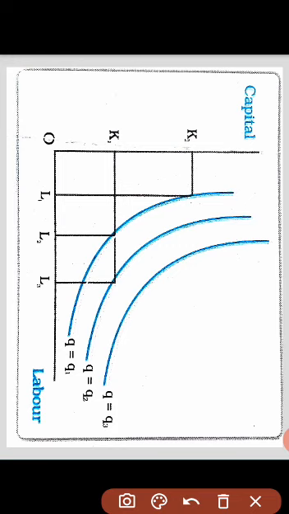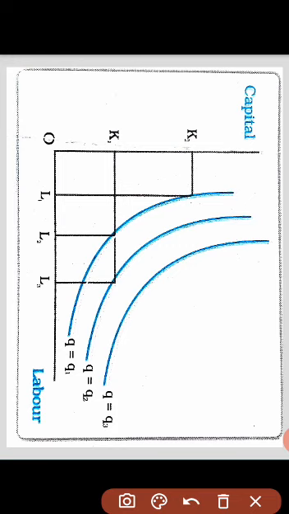The diagram here generalizes this concept. We place L, which means labor, on the OX axis. On the OY axis we represent K, which means capital. We have three isoquants for three output levels, namely Q equal to Q1, Q equal to Q2 and Q equal to Q3. So we have three isoquant curves.